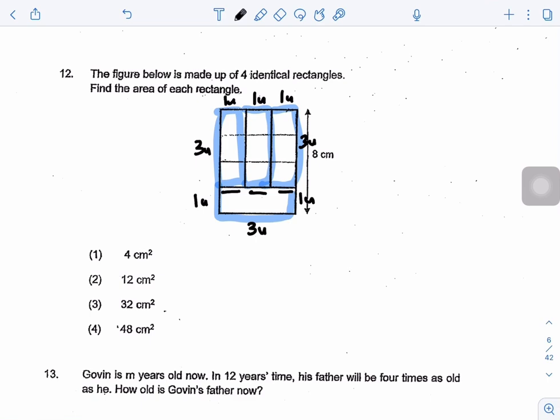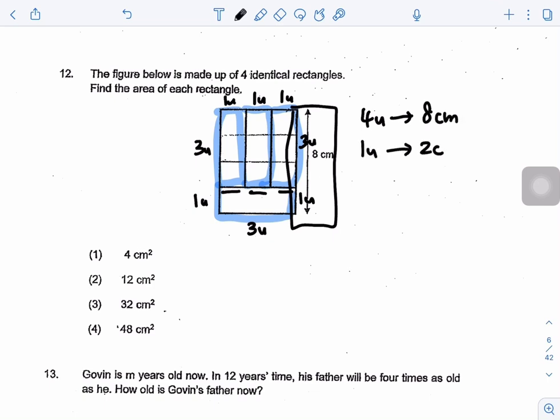Over here you see that 4 units is 8 cm. 1 unit is 2 cm, which means that the length, which is 3 units, is 6 cm. The breadth is 1 unit, so the breadth is 2 cm, the length is 6 cm, so the area of each rectangle is 2 times 6, 12. Answer is 2.